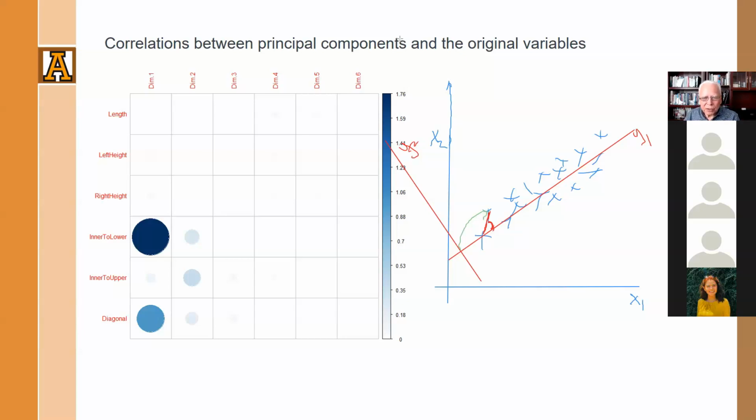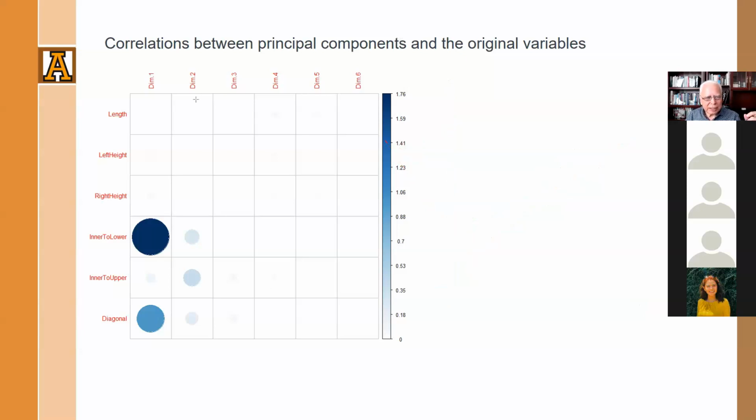Now, this is a chart I'm going to be using to analyze the correlations, and that's the quality of the representation of each variable on the component. You can see here that the contribution of the variable inner to lower in dimension 1 is very, very high. You can look at how large that is, because remember, these are not the actual correlations. They're going to be the squares of the cosines, in fact.